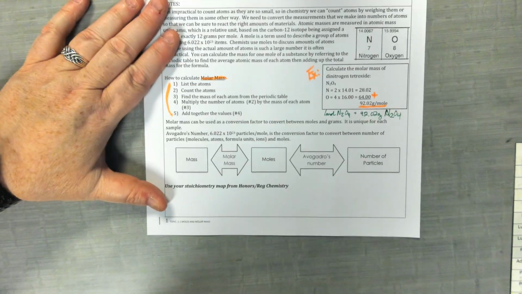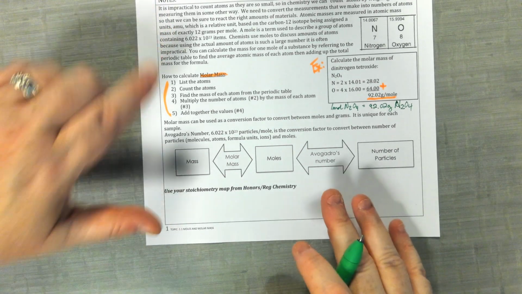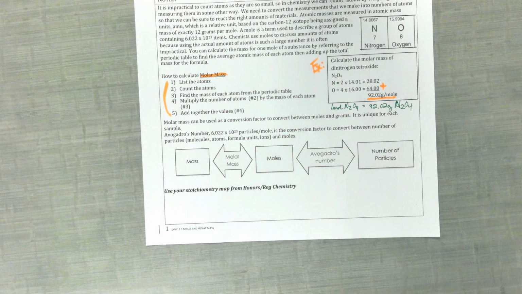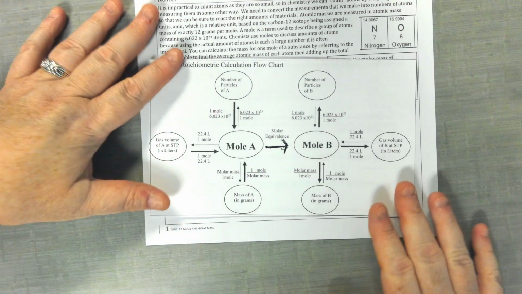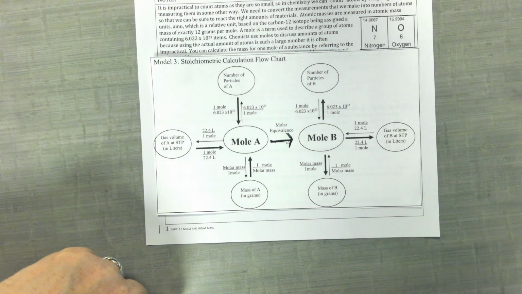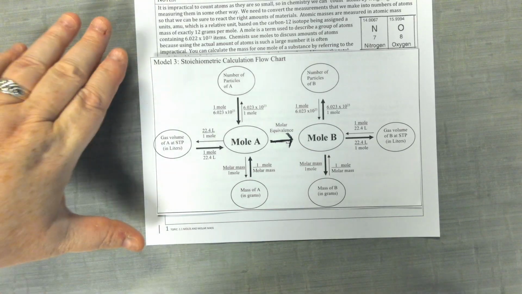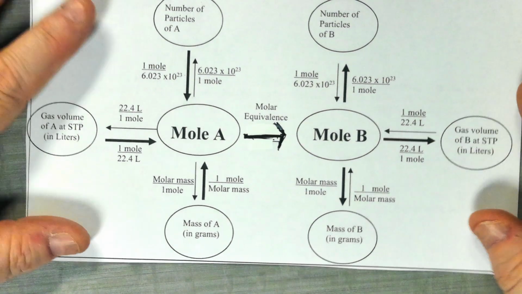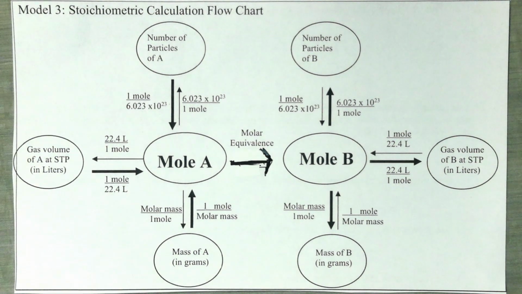All right. Now, the next part of the notes is talking about Avogadro's number and how to use Avogadro's number. But use your stoich map from honors and regular chemistry is what I added here, because this is actually just one slice of the stoichiometric map. Now, what is the stoichiometric map? Well, if you took me, I handed this out in a packet in Unit 7. So I'm going to move this out of the way, and what I would do is pause the video and make sure you get this down.